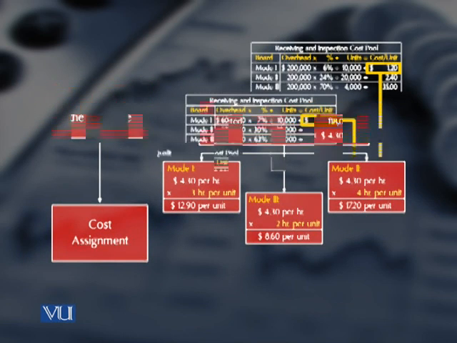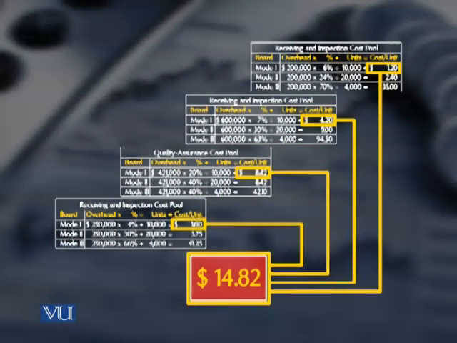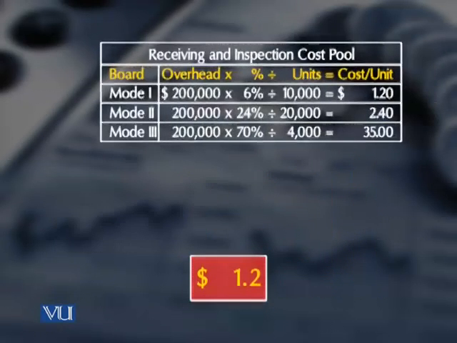So these are the 4 cost centers or cost pools where the cost per unit has been added. Now the other overheads. There are 4 cost pools in this. Number 1 is the receiving and inspection cost pool. First of all, let's see the overheads. Overhead is 200,000, 200,000 and 200,000. And the percentage usage of the services by each model is 6% by Model 1, 24% by Model 2 and 70% by Model 3.